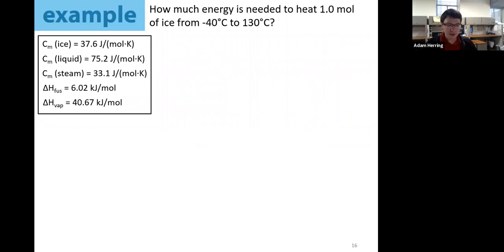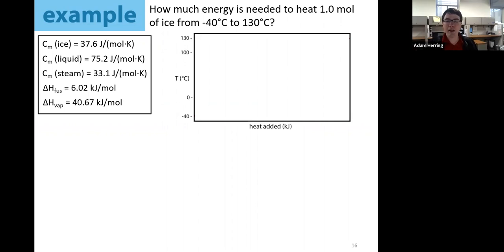All right, so here's an example problem. If we want to determine how much energy is needed to heat up 1 mole of ice from 40 degrees below zero to 130 degrees above zero, how do we do that? Well, we're going to need the specific heats and the heats of vaporization and fusion, because those are the processes that we're undergoing. The first step that I recommend you do is to draw out a heating curve.